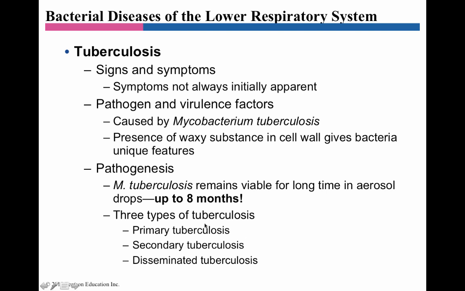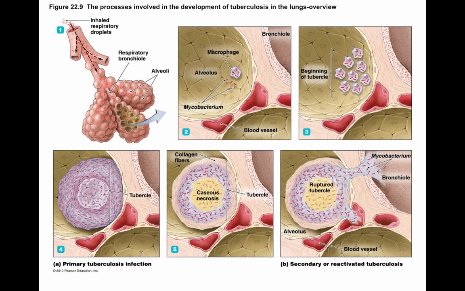All right, there are 3 types of tuberculosis that I want to talk to you about: primary, secondary, and disseminated. Let's look at this. This looks like a crazy figure, but it's not so bad. I'm going to explain it from the beginning, and it's numbered with steps. We're going to look at the beginning situation and imagine someone is exposed.